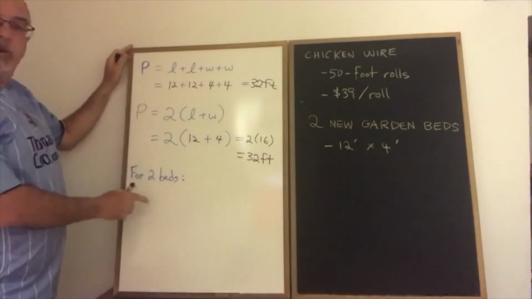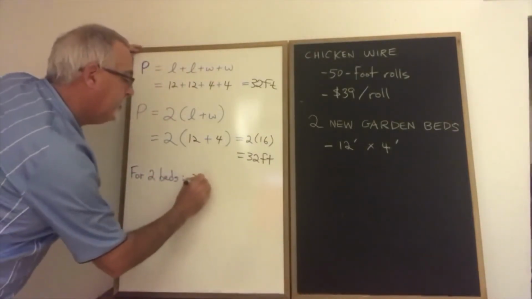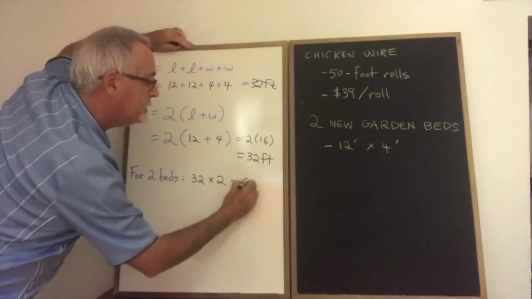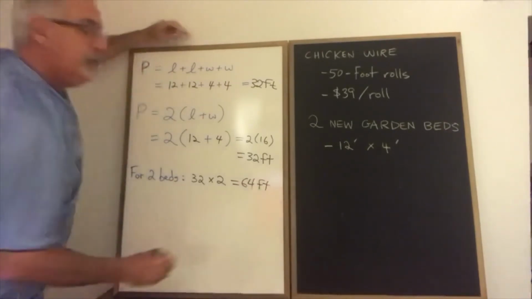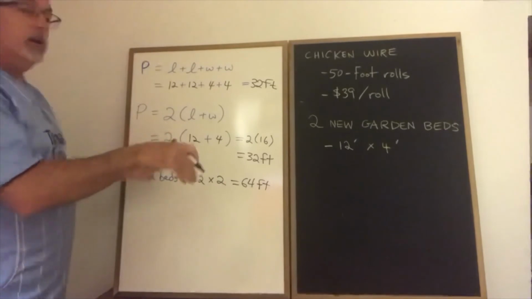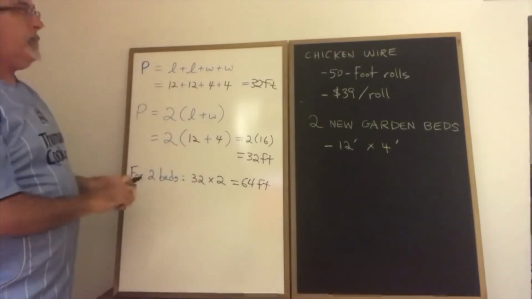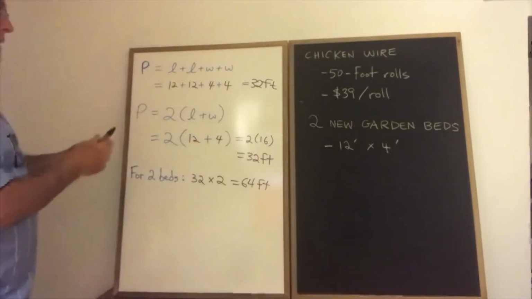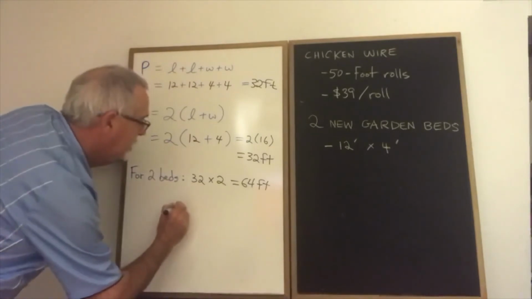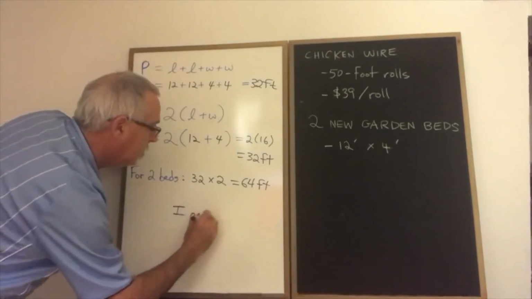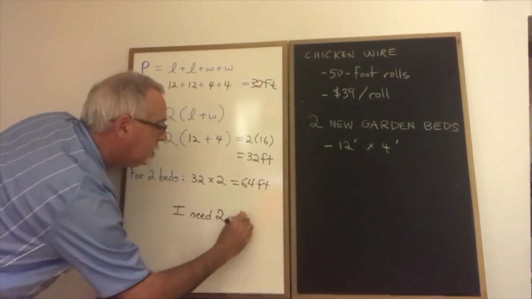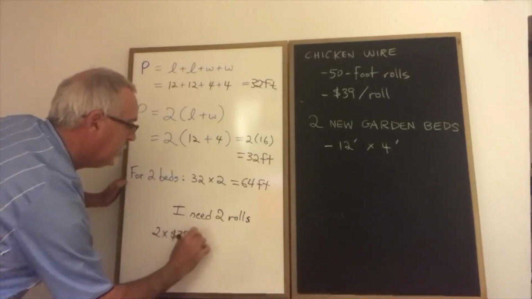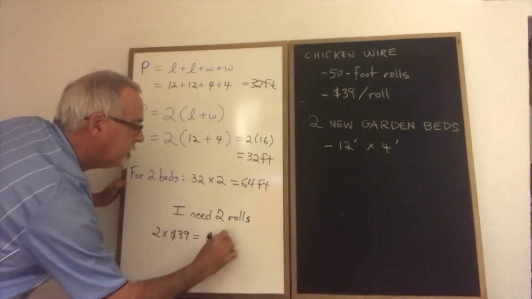Now, for two beds though, we have to take our 32 feet and multiply it by 2 because we're doing this twice. So we need a total of 64 feet of chicken wire in order to enclose both garden beds. But the chicken wire comes in 50-foot rolls, so one roll will not be enough, and the answer to the question is I need 2 rolls. 2 times the $39 gives us a $78 purchase.